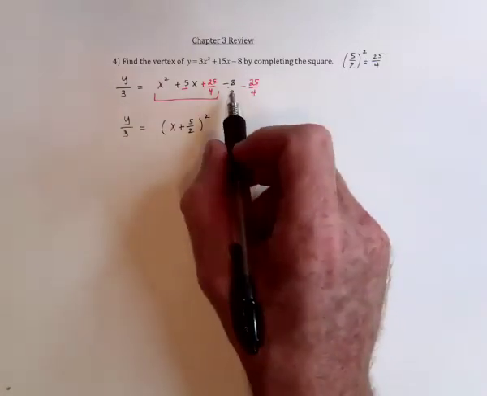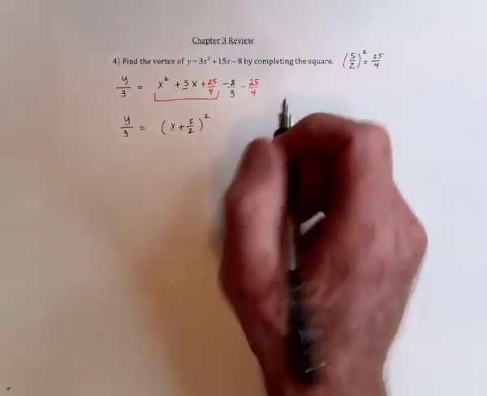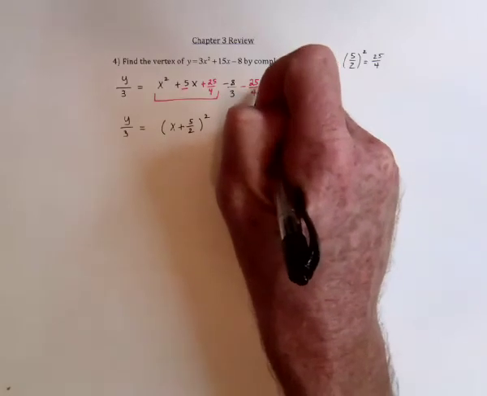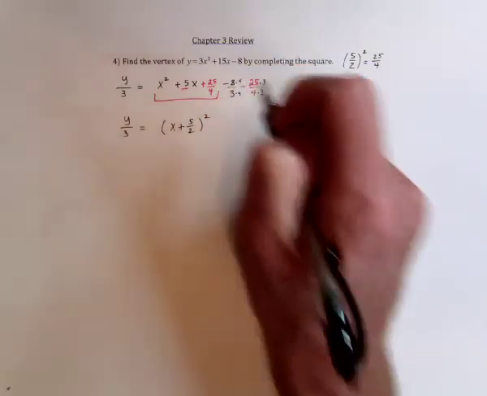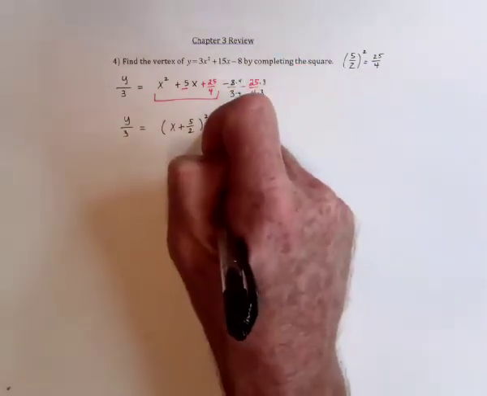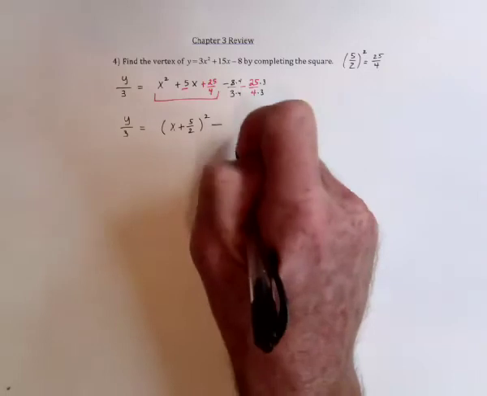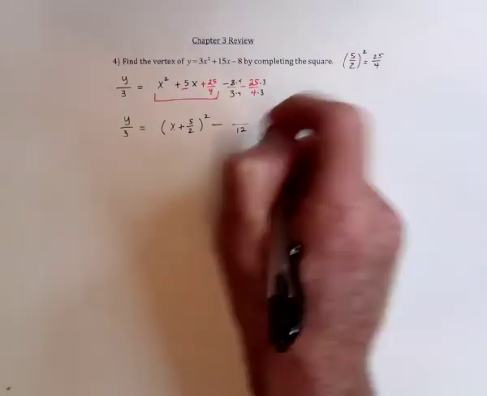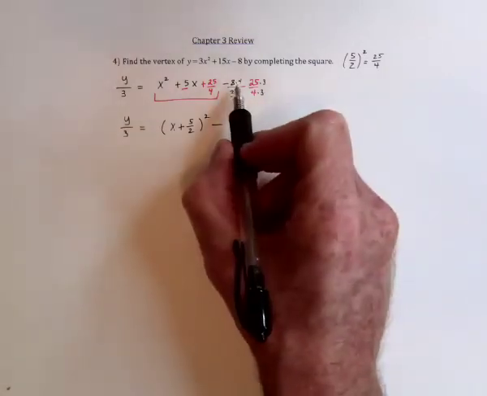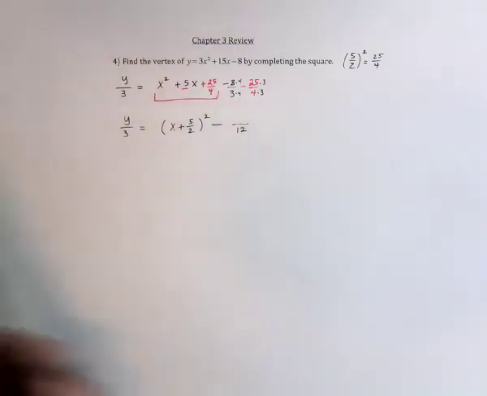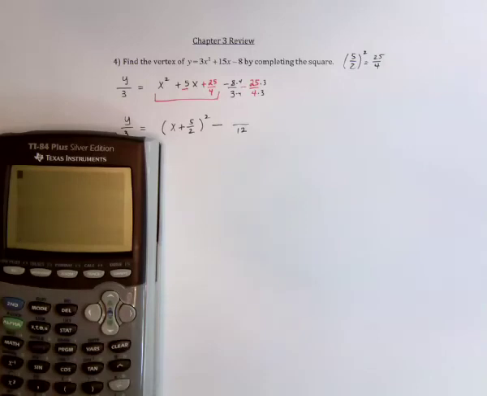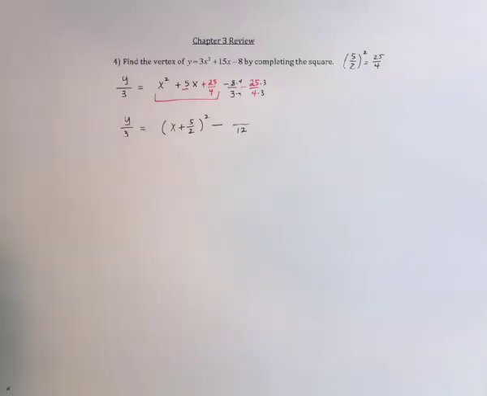And then over here I need a common denominator, which is going to be 12, so I need to multiply this by 3 on the top and the bottom, and this one by 4 on the top and the bottom. And they're both negative, so the result is going to be negative something 12ths. And there's negative 32 and negative 75, negative 107.